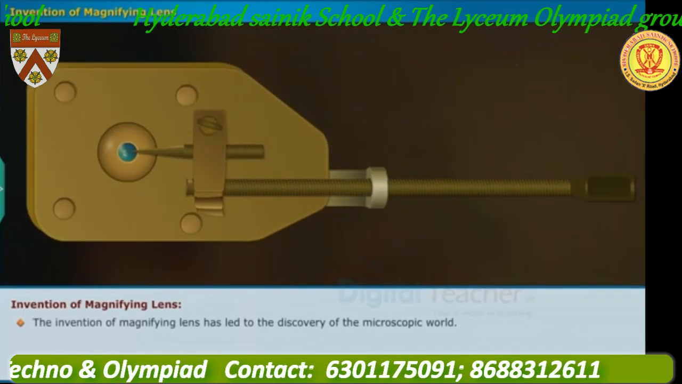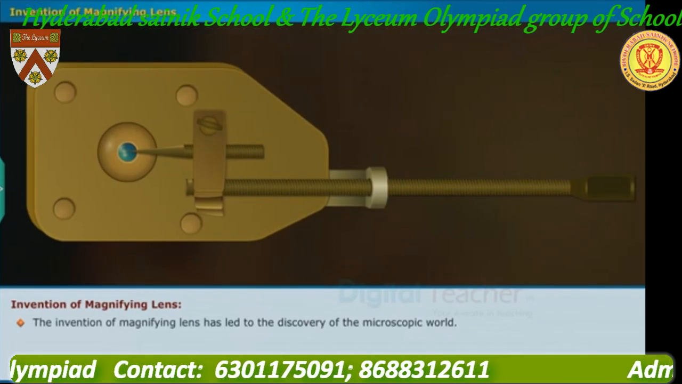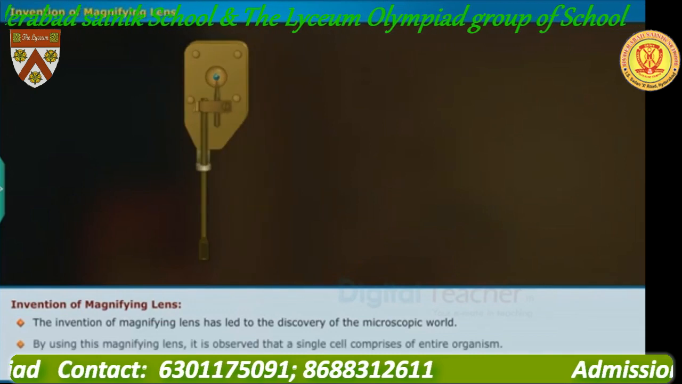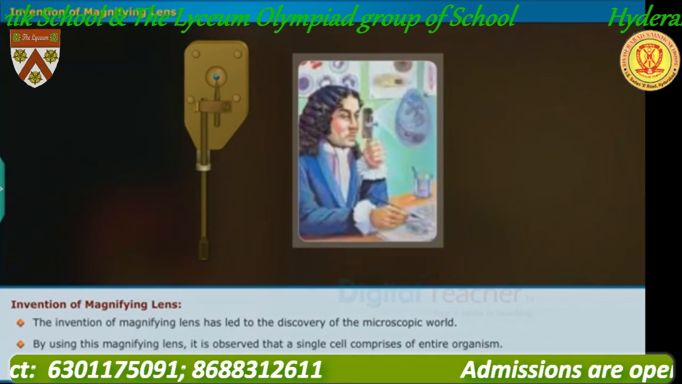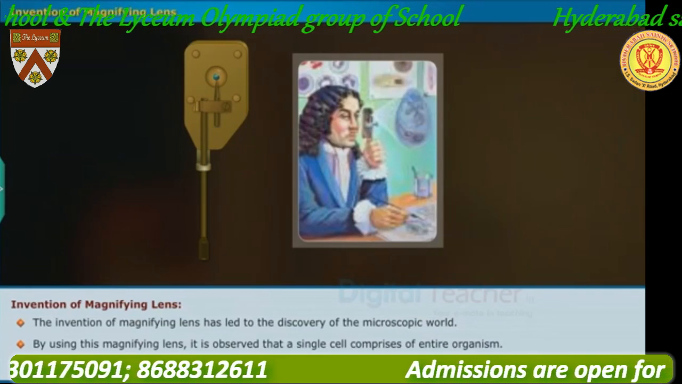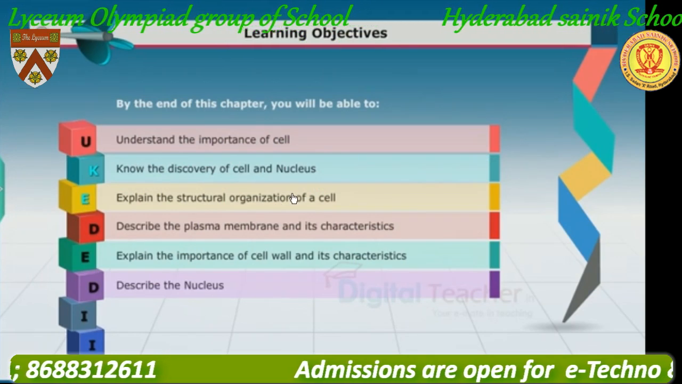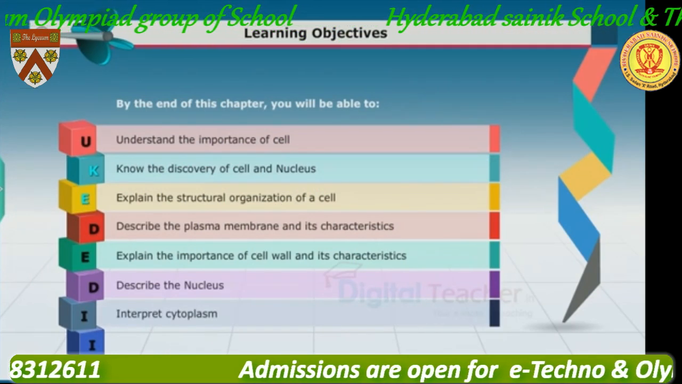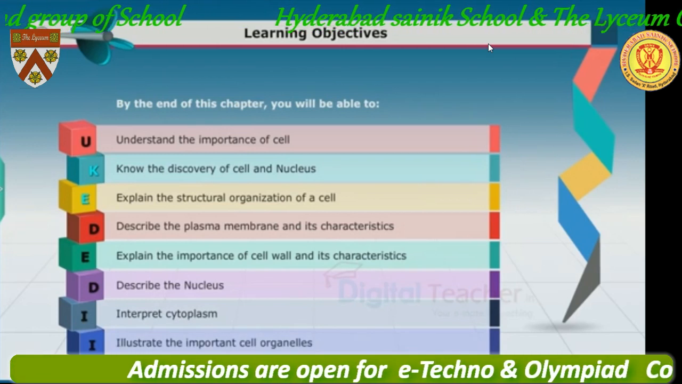The invention of magnifying lens has led to the discovery of the microscopic world. By using this magnifying lens, it is observed that a single cell comprises an entire organism. Example, describe the nucleus. Interpret cytoplasm. Illustrate the important cell organelles.